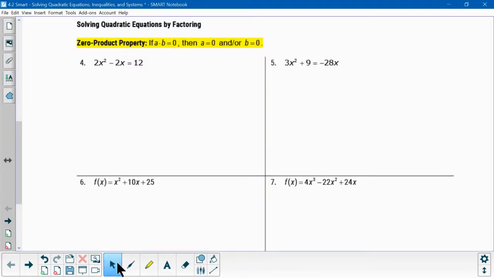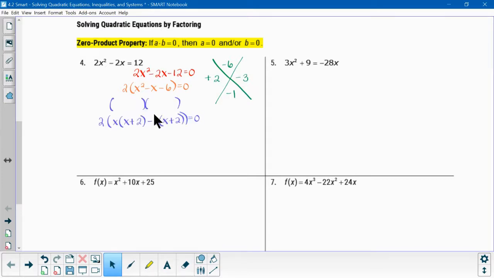For number 4, we are going to want to move everything to one side. So I subtracted 12 from both sides. Now, I always suggest checking for a GCF, which our problem does have. It has a GCF of 2. So I'm going to pull a 2 out, leaving me with x squared minus x minus 6. Now I'm going to have to split my middle term. So I'm going to want to draw either the t chart or the x chart. I want it to multiply to be negative 6 and add to be negative 1. Those two factors would be negative 3 and positive 2.